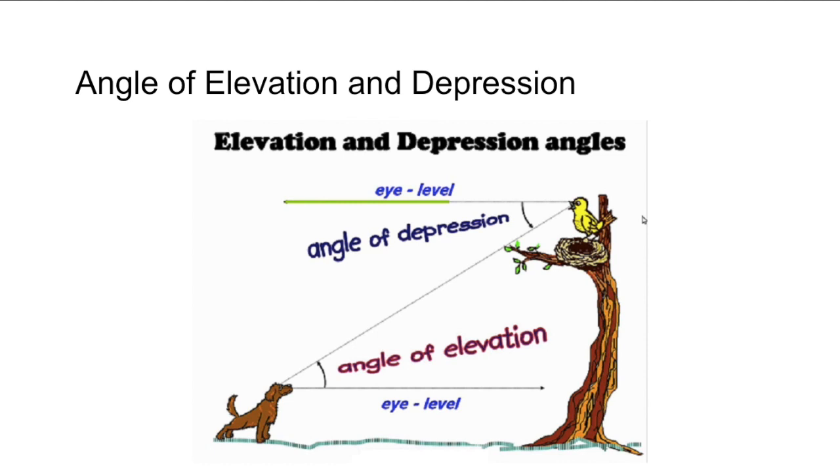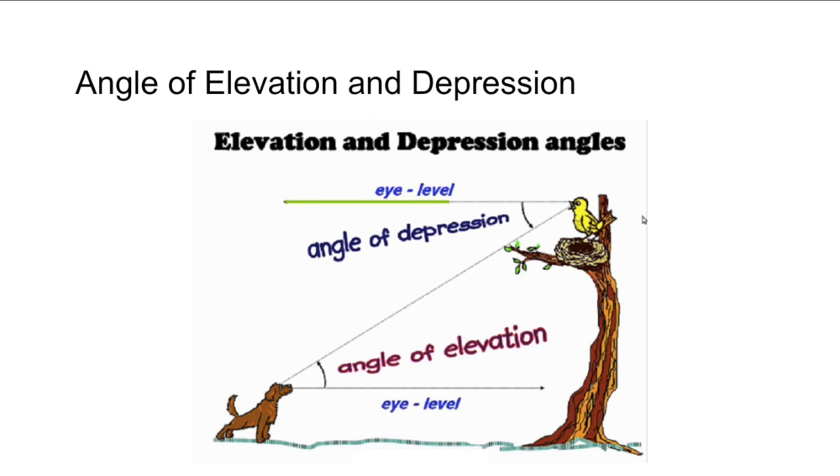So in this video, we are going to be discussing word problems and how to solve using these trig ratios. There are two important things you need to understand. These two terms, angle of depression and angle of elevation, are used constantly when talking about right triangle word problems.